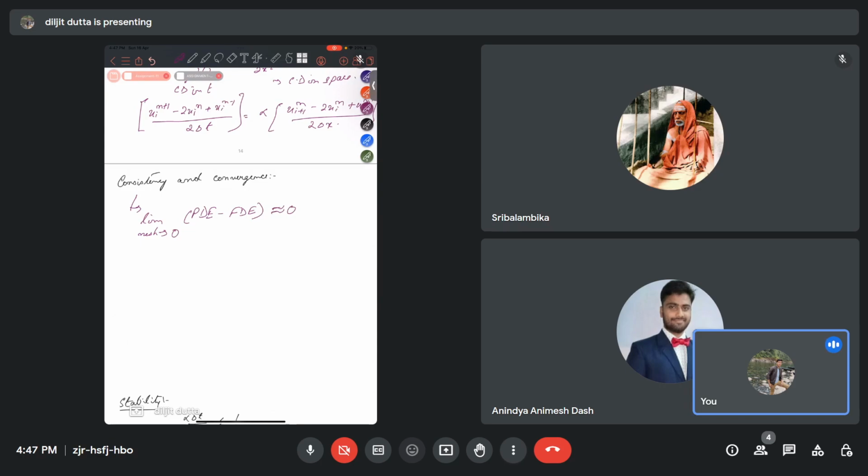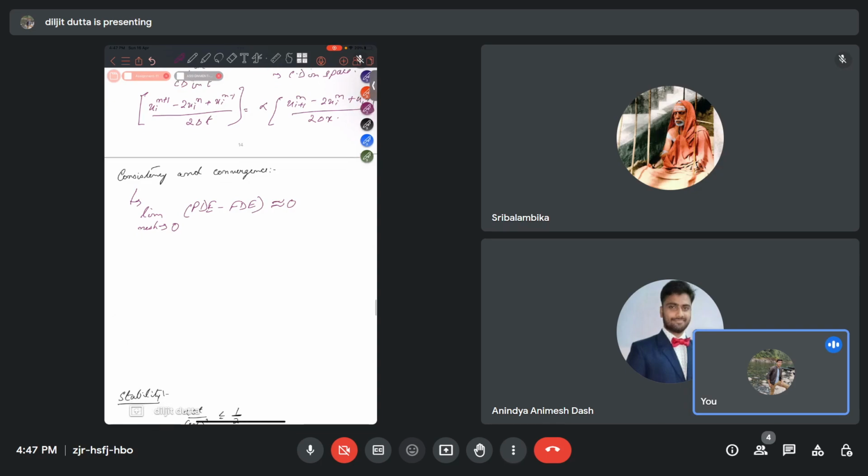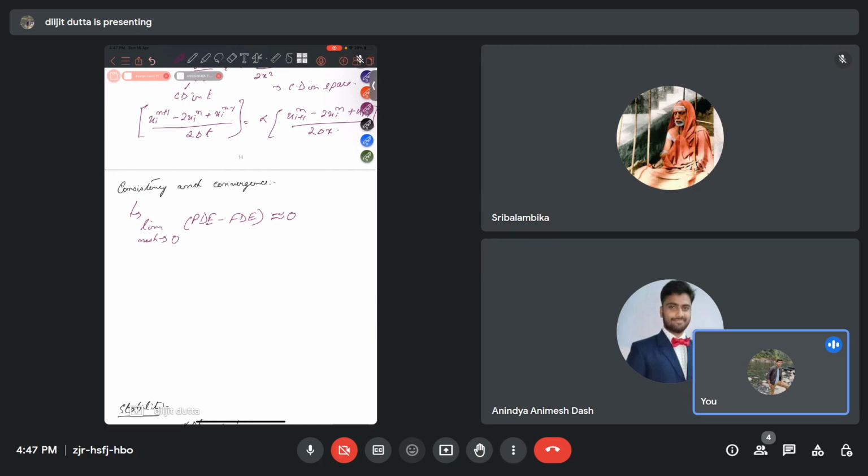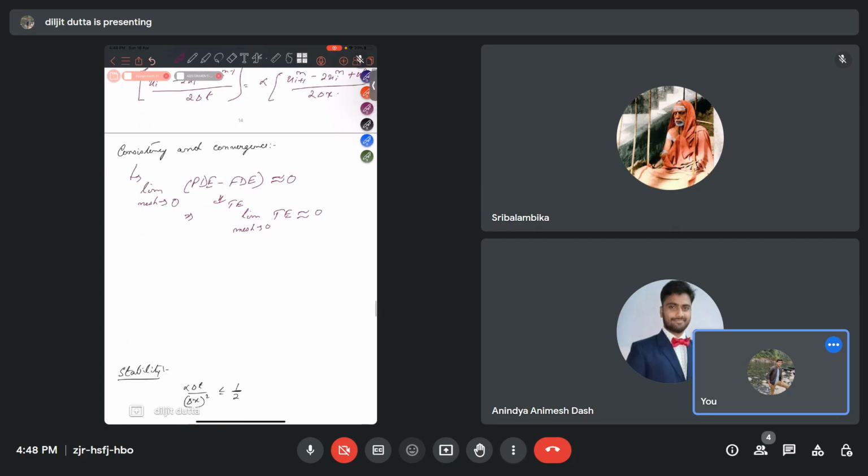That is, if we are refining the mesh size, making the gap between the mesh nodes smaller and smaller, then the difference between the solution of the finite difference equation and the PDE will be equal to 0, and this is also equal to the truncation error. That is, the limit of truncation error tends to 0 as you refine the mesh. This is consistency. Our solution should always be consistent.